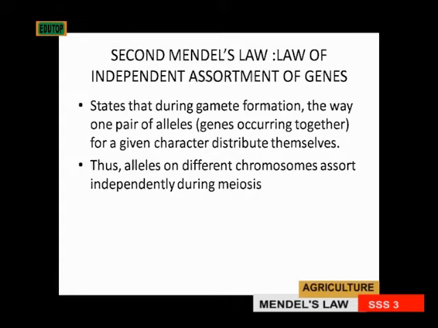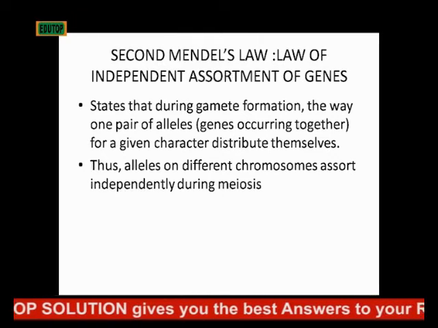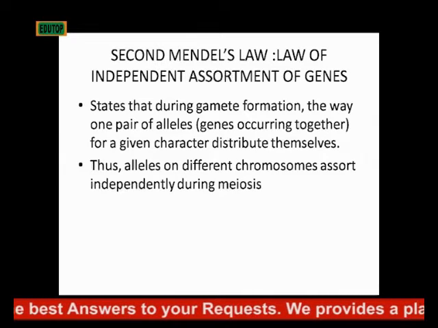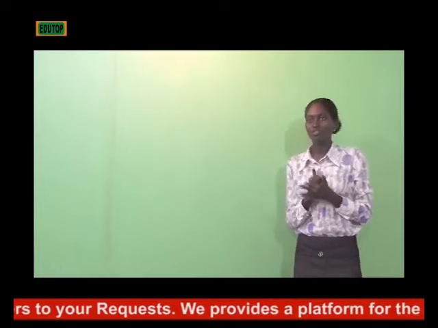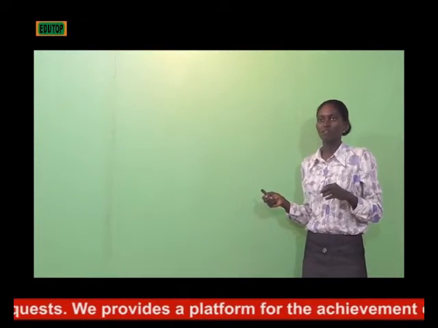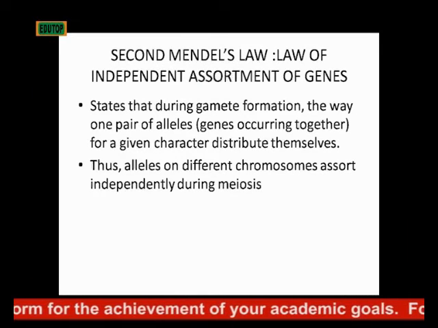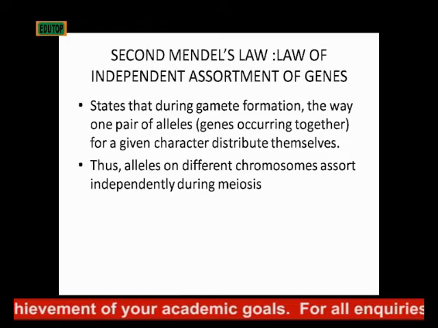Now to the second law of Mendel, which is also called the law of independent assortment of genes. The law of independent assortment of genes. It states that during gamete formation, the way one pair of alleles for a given character distribute themselves, the alleles on different chromosomes are sorted independently during meiosis. During gamete formation, the way one pair of alleles for a given character distribute themselves does it as a separate unit and is inherited independently.